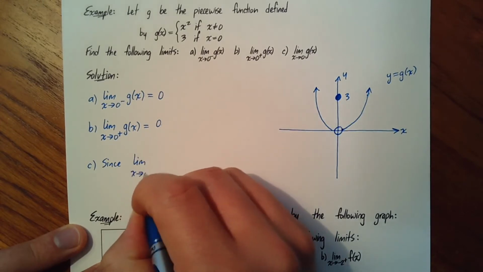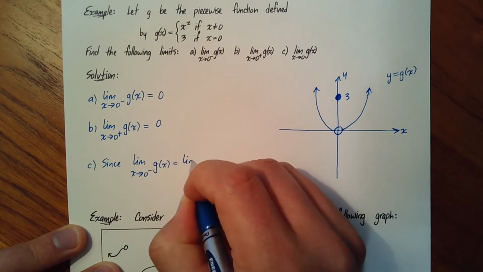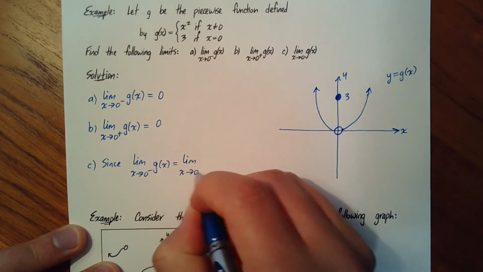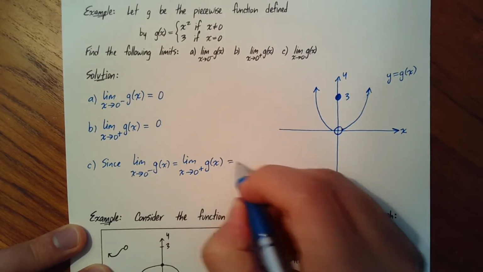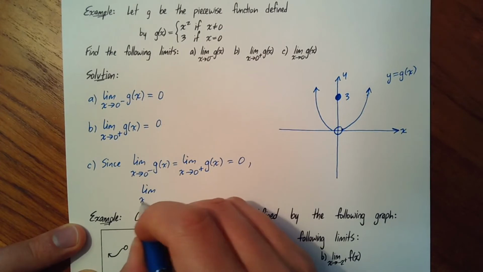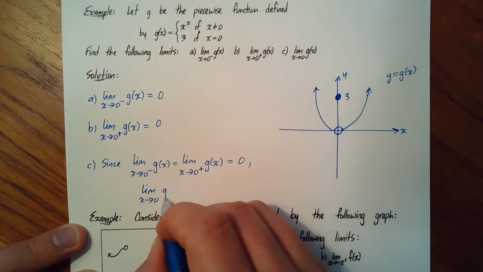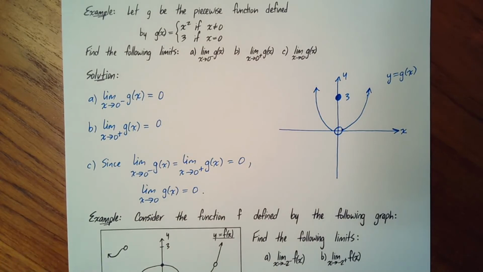So since they are equal, since the limit as x approaches 0 from the left of g of x is equal to the limit as x approaches 0 from the right of g of x, and both of those limits were equal to 0, we conclude that the limit as x approaches 0 of g of x is equal to 0. And that's the best way to finish it off. So we found all three limits.